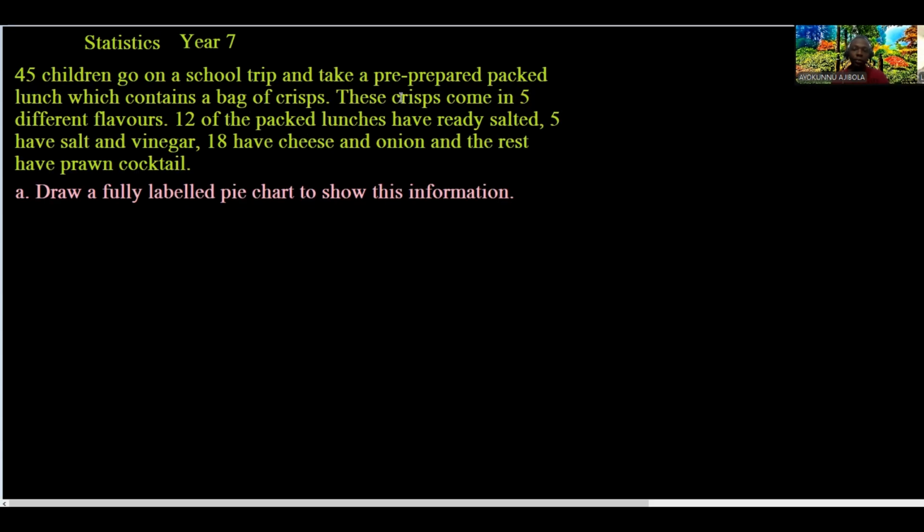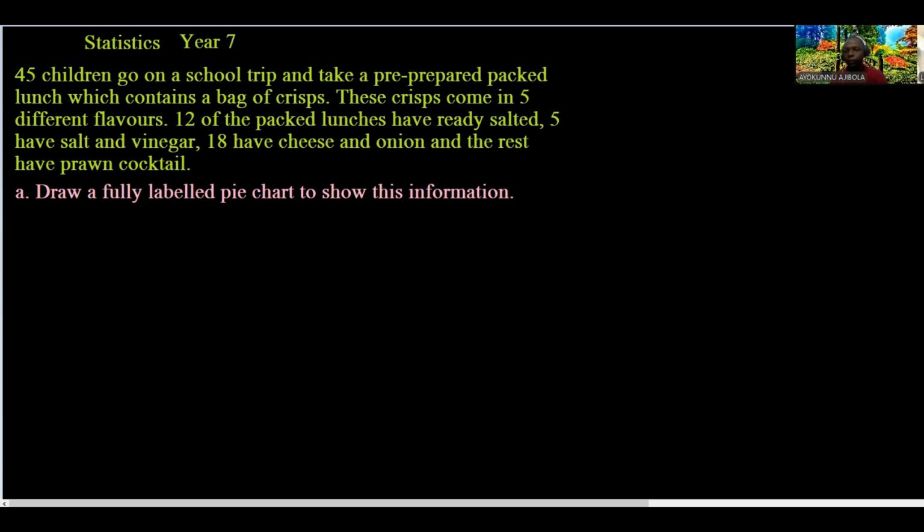You can see in this story, you've just been given information about some students who went on a school trip, right? So now, what are we supposed to do with this information? We are to draw a fully labeled pie chart to show this information. And that is what statistics is all about: using diagrams, using calculations, using all of them in order to process given data.